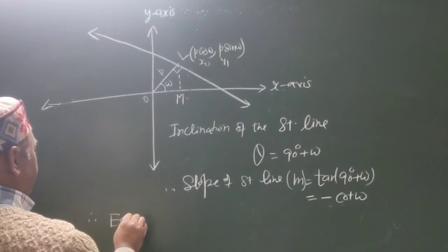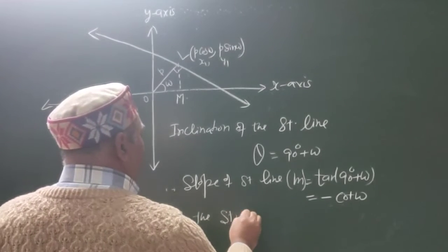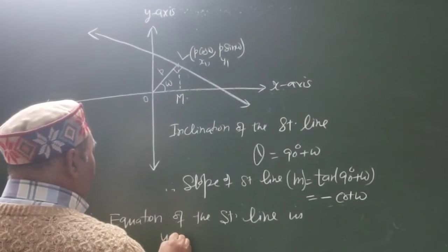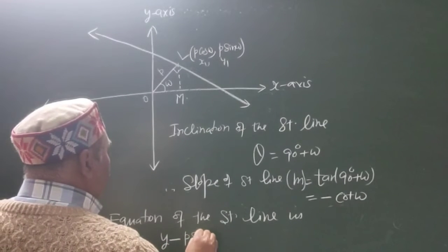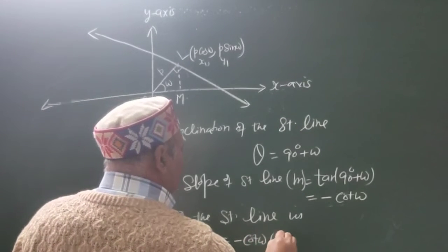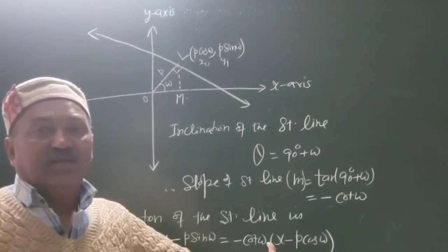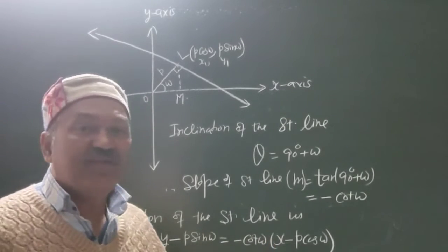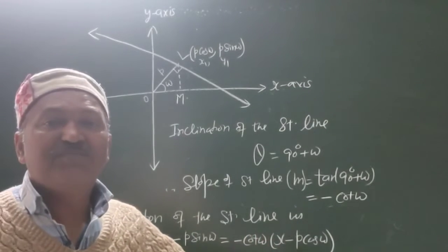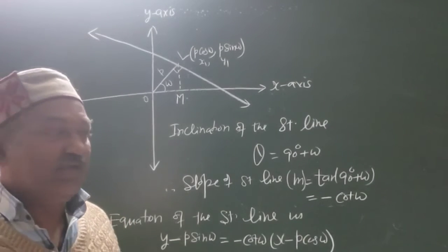Therefore, equation of the straight line is y minus y1, that is y minus p into sine omega, is equal to minus cot omega into x minus p into cos omega. After solving this, we will get the perpendicular form. Now let us solve it and find the perpendicular form, which is x into cos omega plus y into sine omega is equal to p.